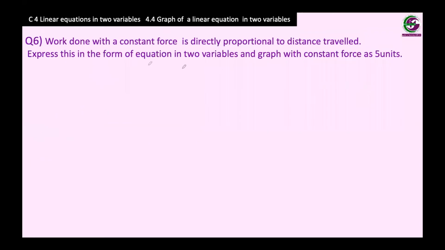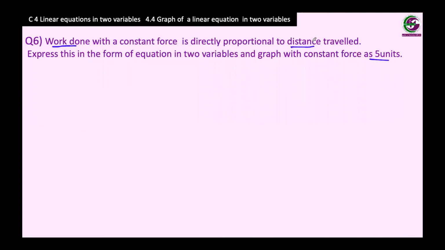Great. Question 6. Work done with a constant force is directly proportional. Directly means it will be multiplied by a constant number. And they told you that the constant number is 5. So we have the number as well. Now the problem is which one is x and which one is y. We have two quantities, work done and distance. As we saw in the taxi fare question before, we can consider two of these quantities.